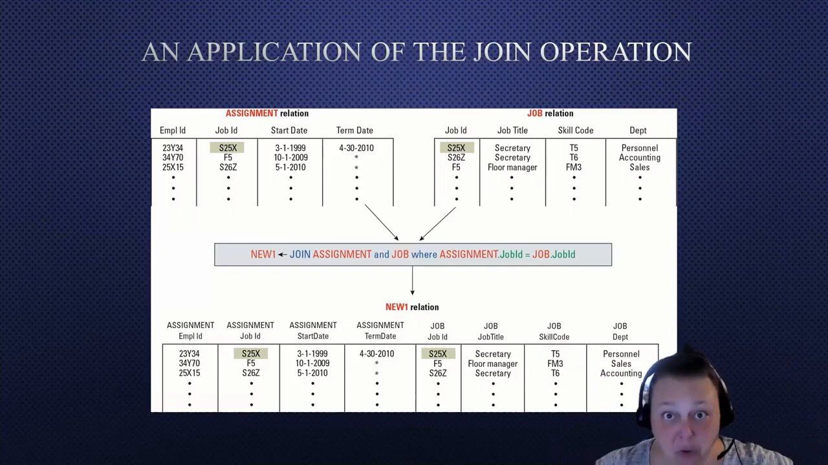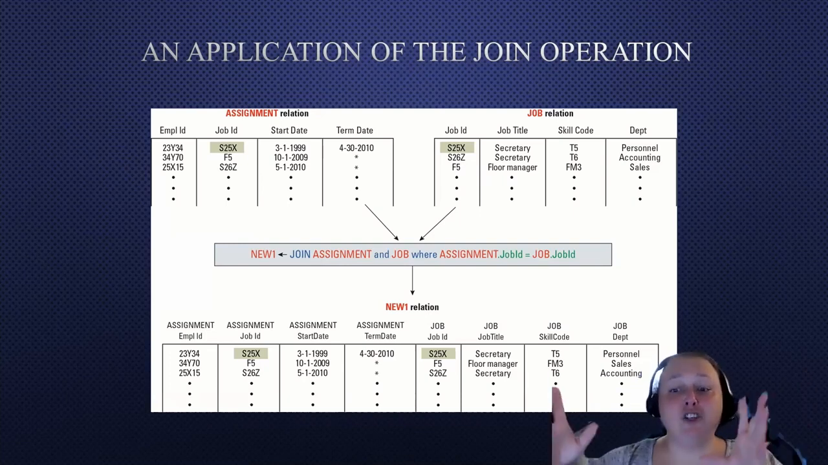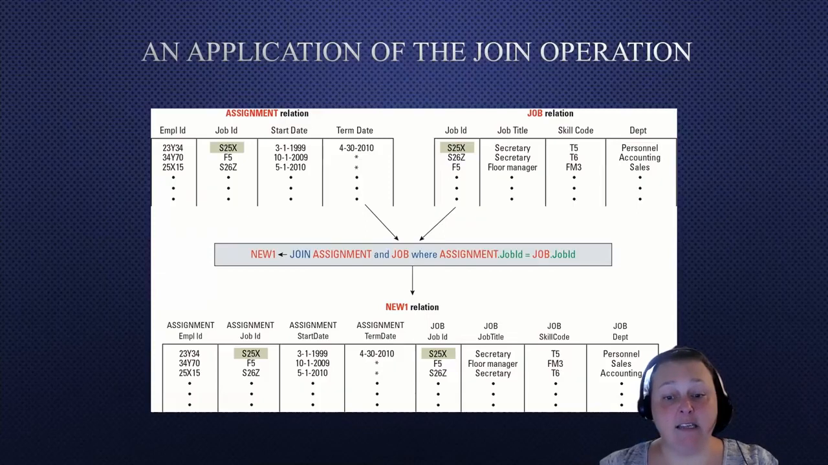So you can see the new relation happening at the bottom as a table, and it is giving me all of the assignment relation information in the front and all of the job relation information at the end. So it's giving me all of the attributes from both tables. This might be necessary in order to find information when it goes across tables.